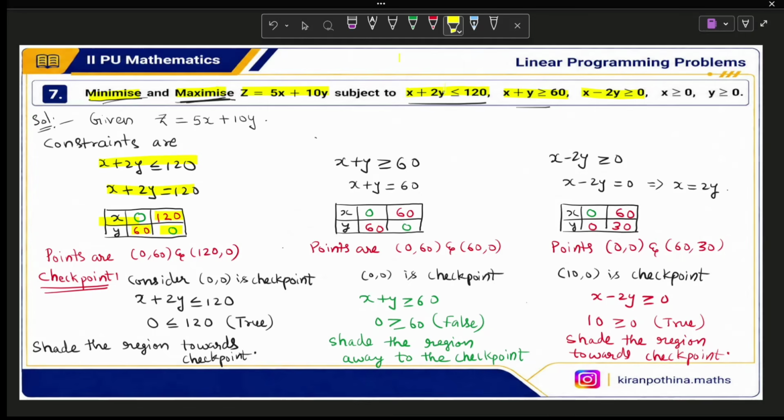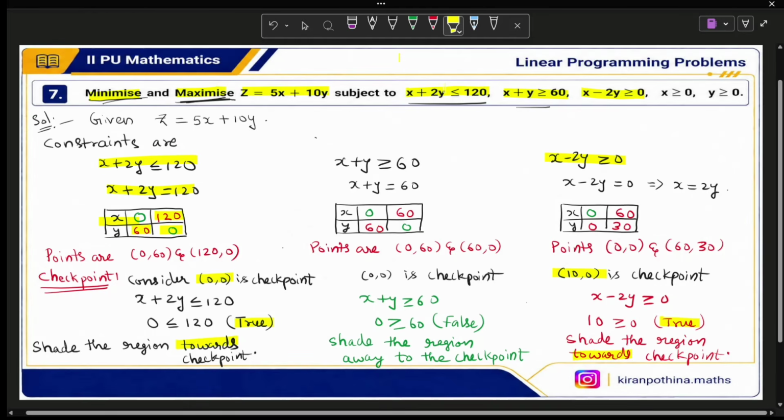After that, the checkpoint. This is most important. Generally we consider 0 comma 0 as the checkpoint. For this special type of line equation, we take 10 comma 0 as the checkpoint. Whenever we get true in these two cases, we go towards the checkpoint. Whenever we get false, we go away from the checkpoint. Okay, this is our first phase.